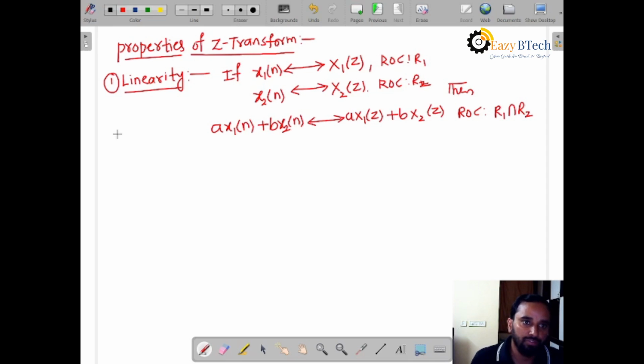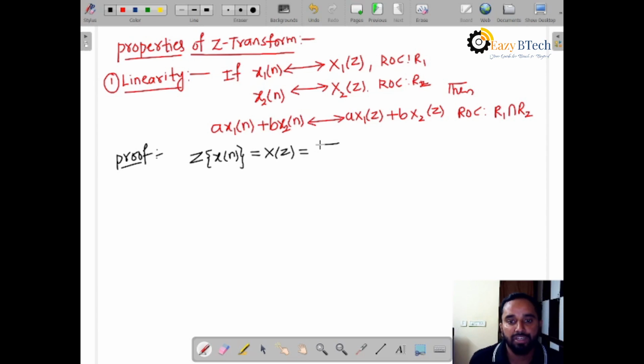Let's see the proof now. Almost all properties are proved with the help of the Z transform definition or formula only. So Z transform of x of n is x of z, equal to summation n is equal to minus infinity to plus infinity x of n z power minus n. This is the formula. Now we take the Z transform of this linear combination.